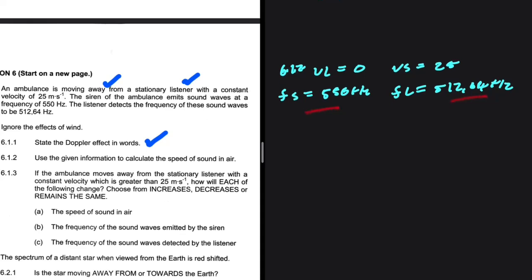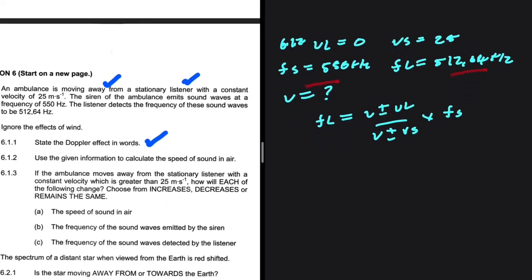But anyway. So V, which is the speed of sound in air, what we're interested in, we don't have that. Okay, so that is our unknown variable. Sticking to the basics, we're going to have FL, the frequency observed by the listener, being equal to V plus or minus the velocity of the listener, over V plus or minus the velocity of the source, multiplied by the frequency as emitted by the source.